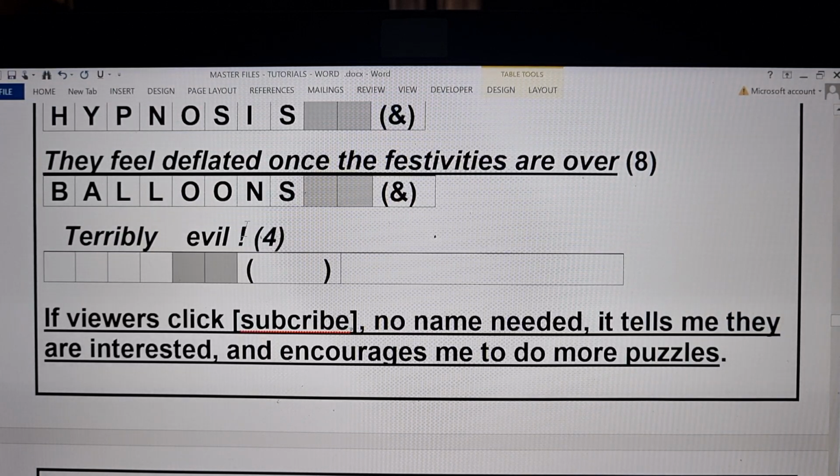Next one. Terribly evil. What's something that's terribly evil? Over to you. It's got an exclamation mark, and we think it's a possible literal clue. An 'and lit'. What do you think? Terribly evil. Something terribly evil. Okay, pause and go.